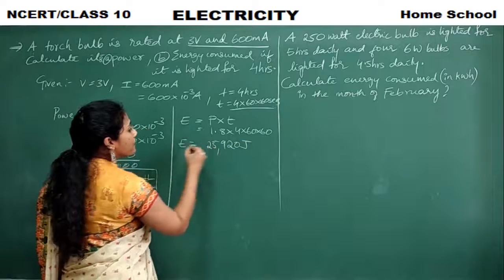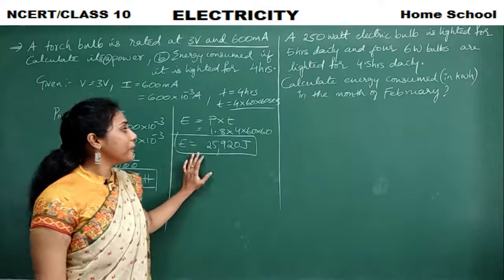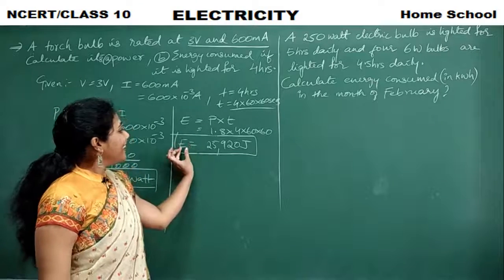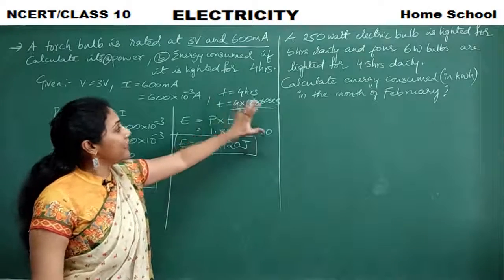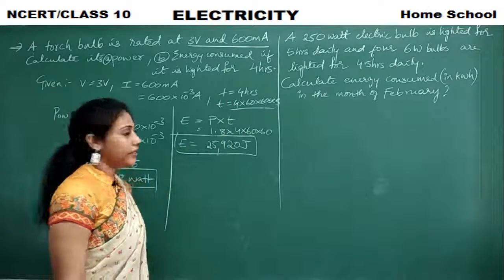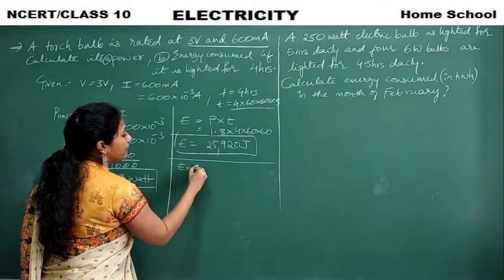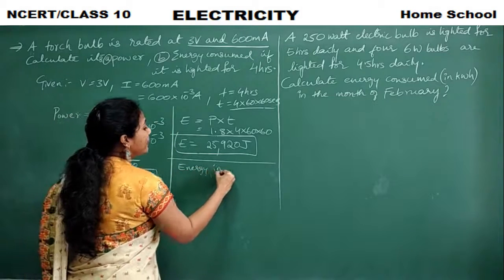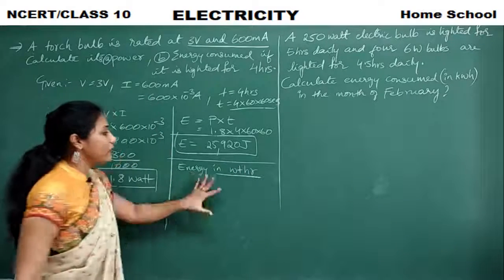25,920 joules. This much energy I will get, right? So I calculated energy in joules. For that, time must be converted into seconds. Okay, and now I am calculating my energy in watt hour.